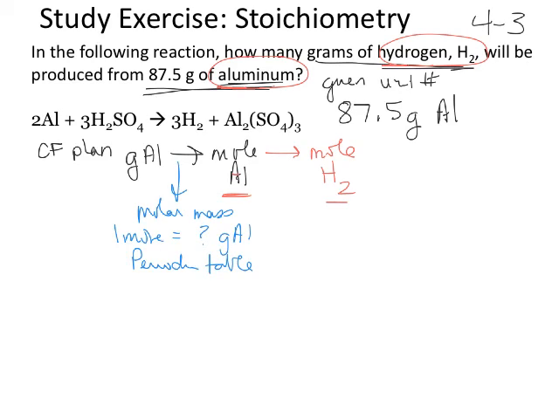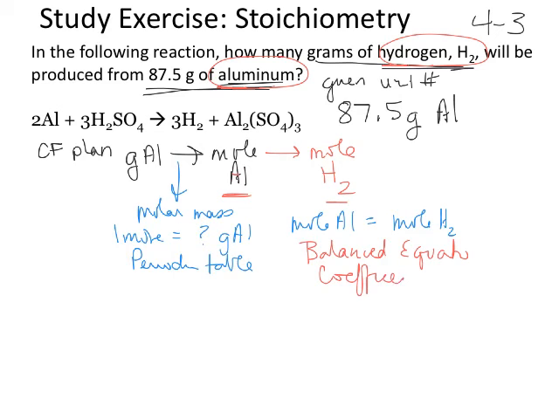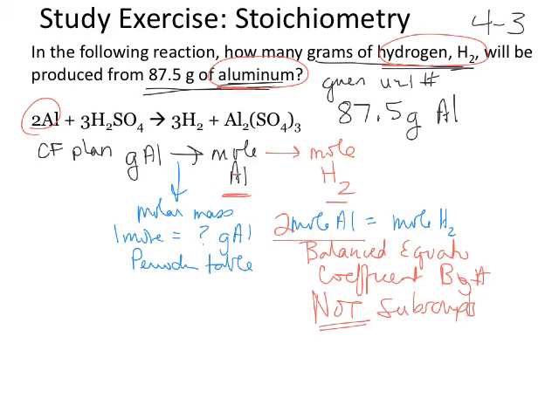Well, to go from mole to mole, to figure out how many moles of aluminum equal moles of hydrogen, you have to look at, this is important, your balanced equation, and you're looking at your coefficients. Coefficients are the big numbers, not subscripts. Those are little numbers, so don't look at the subscripts. So if you look here, for 2 moles of aluminum, you get 3 moles of hydrogen. That is going to be your conversion factor that you're going to need. So that's why you have to have the balanced equation.